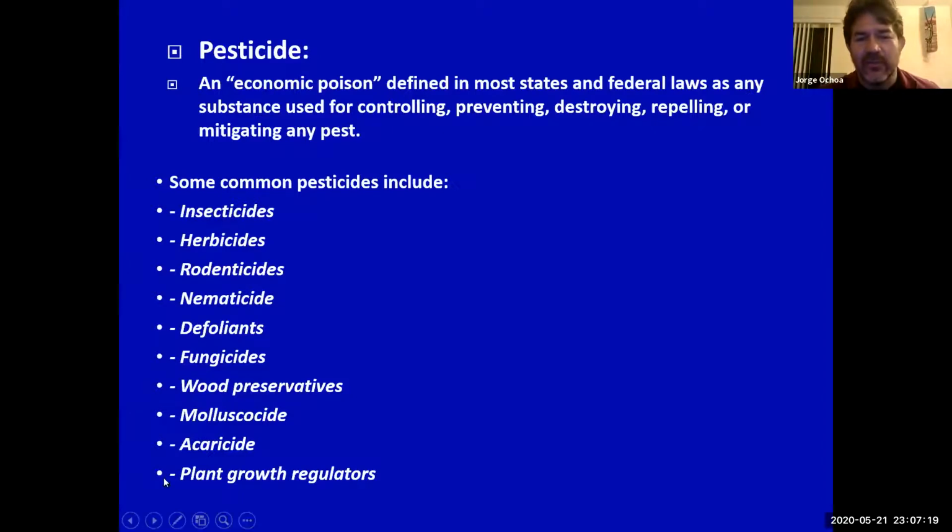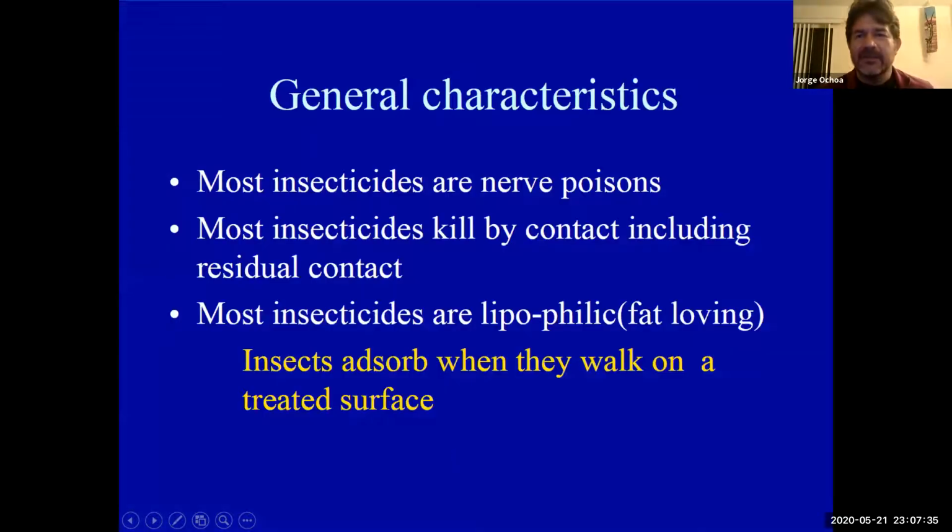And then plant growth regulators are used in the greenhouse and floral industry for keeping plants small. So it's used with poinsettias and chrysanthemums and a few other things. Again, that is also a type of pesticide. But when we look at how some of these pesticides are going to affect the problem, these are going to be some of the modes of action, how they're going to kill the insect or the problem.